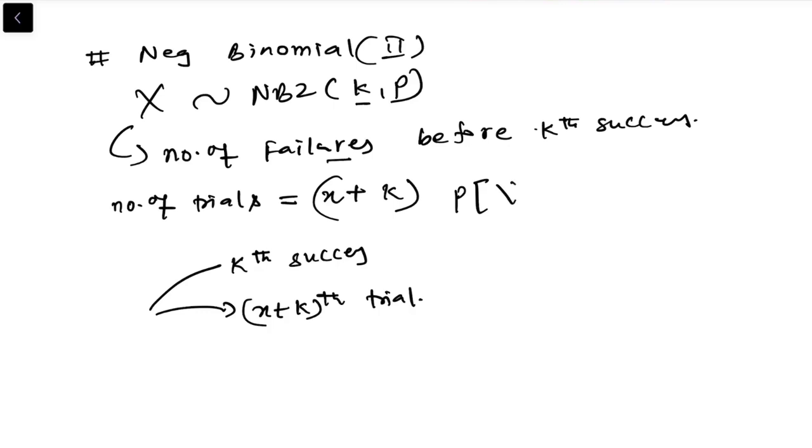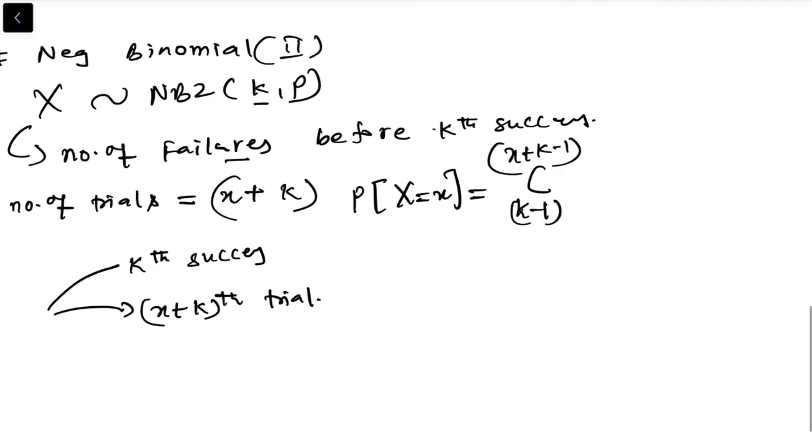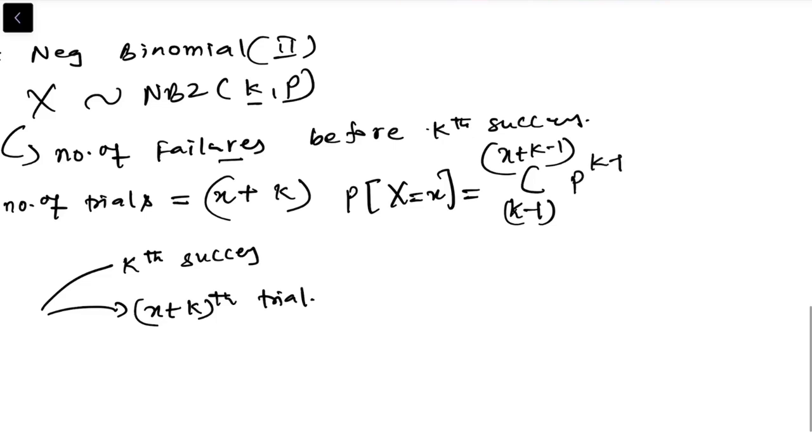So you can say the probability of X equals x is the same as choosing k minus 1 successes from x plus k minus 1 trials, right? So this is p to the power k minus 1, q to the power x. I hope you're not confused. In the (x plus k)th trial you are going to have a success, so this is simply p. Please remember this is the number of failures.